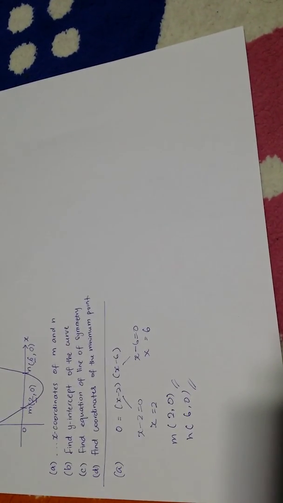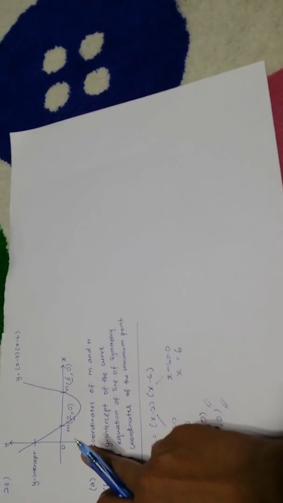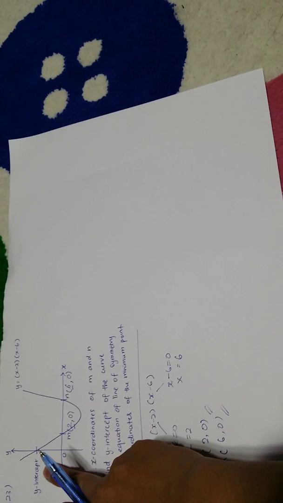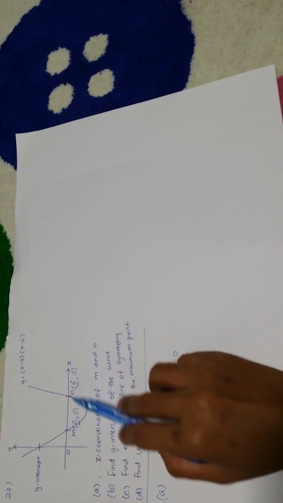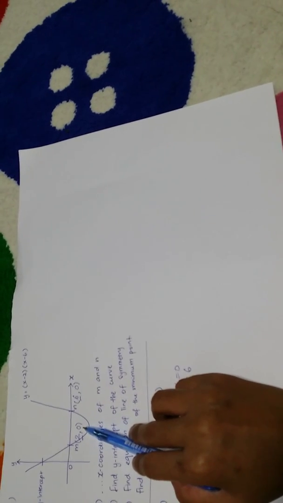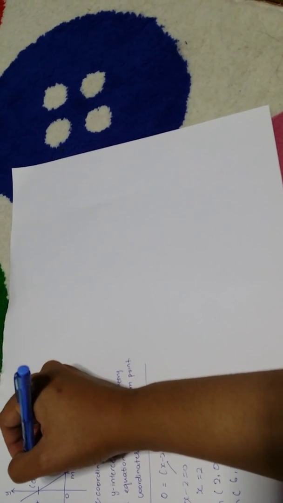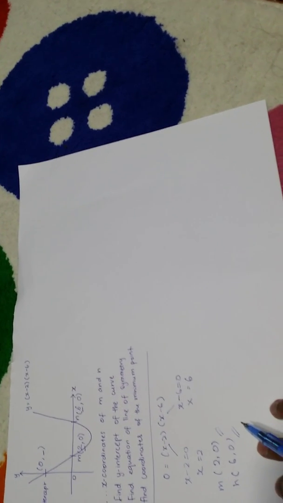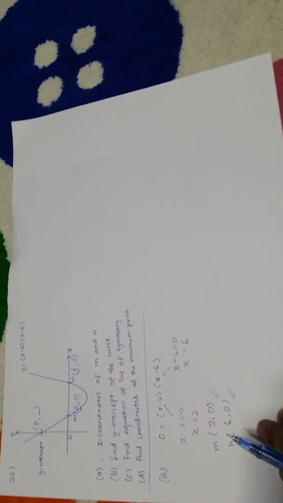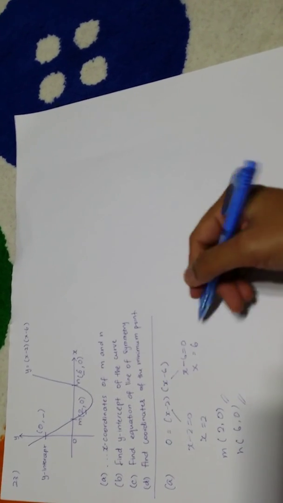Okay, second question. Find the y-intercept of the curve. Now the y-intercept is here. Anything that lies on the x-axis has a 0 y value, and anything that lies on the y-axis would have a 0 x value. So here it would be something like 0, and I don't know the value of y. Similarly, what I would do is substitute the x value equals to 0 into the equation.